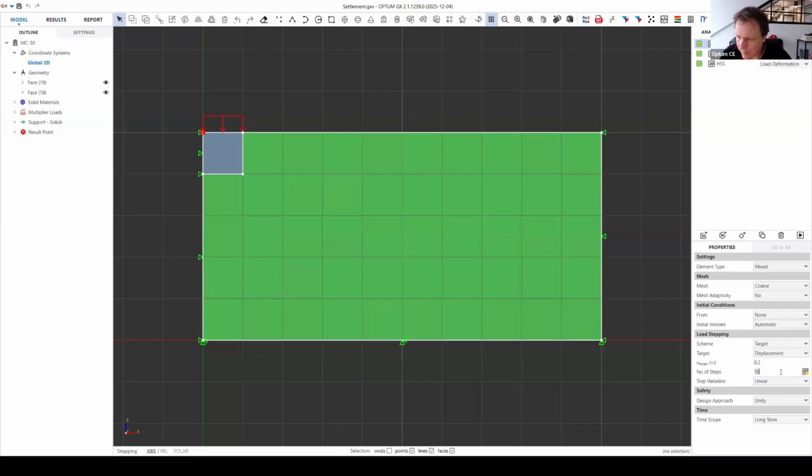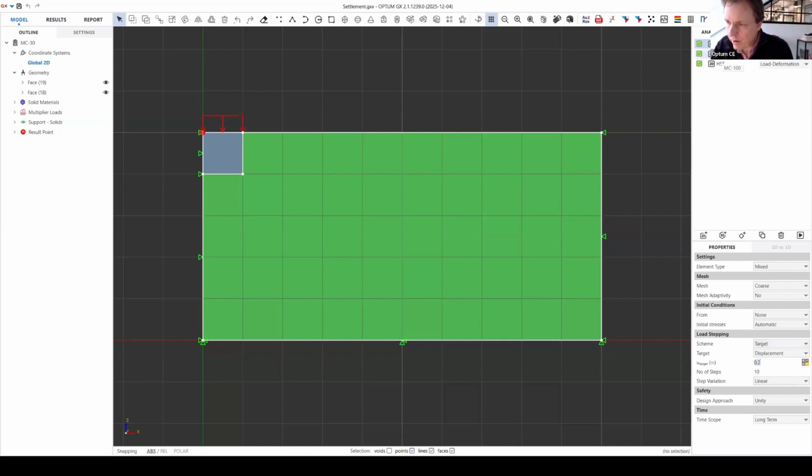And you do that in a number of steps. And then the step variation may be constant. So you go with constant steps, or linear, meaning that you gradually increase the load step as you step up. So you start with something relatively small, and then you gradually step up in the course of 10 steps to reach a target displacement of 0.2 meters.